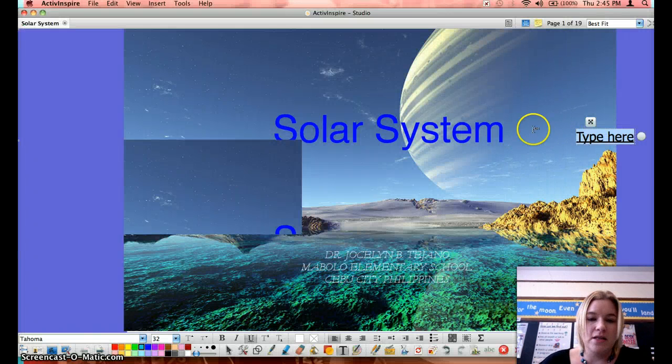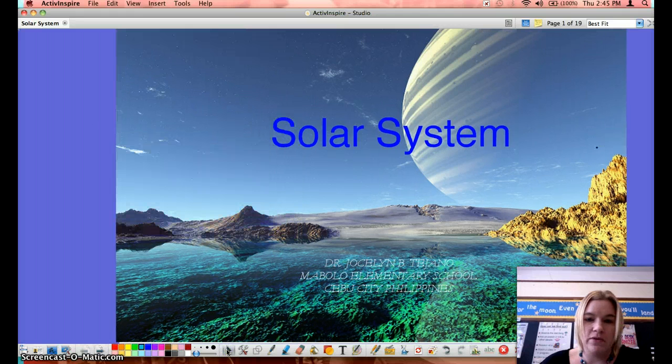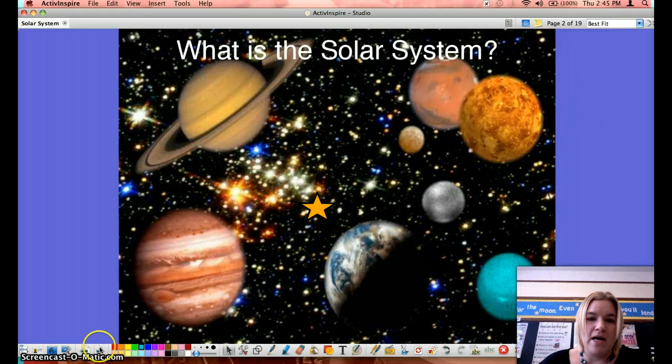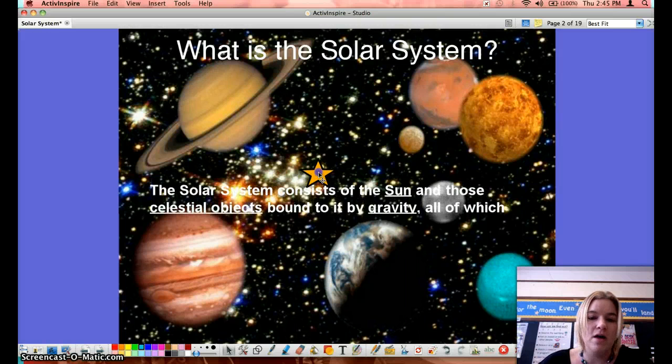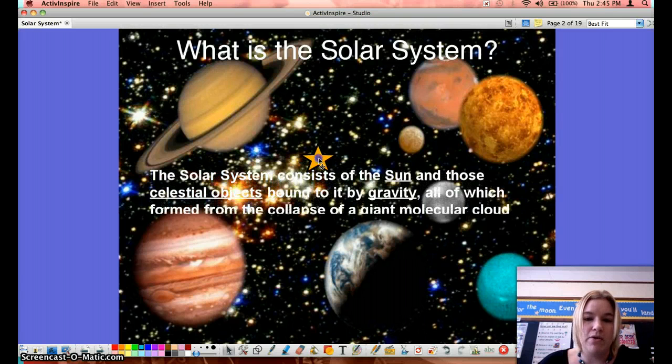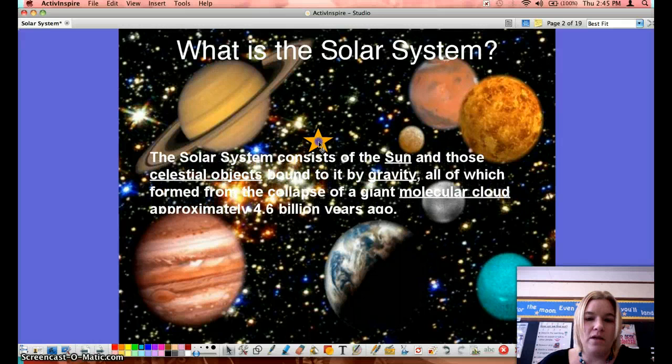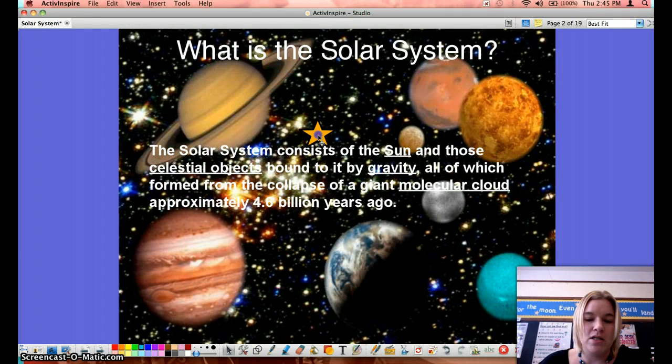Okay, and the lesson looks like this. It's a Promethean flip chart on the solar system. I start by asking the students, what is the solar system? And you can pull this little star up, and it says the solar system consists of the sun and those celestial objects bound to it by gravity, all of which formed from the collapse of a giant molecular cloud approximately 4.6 billion years ago.